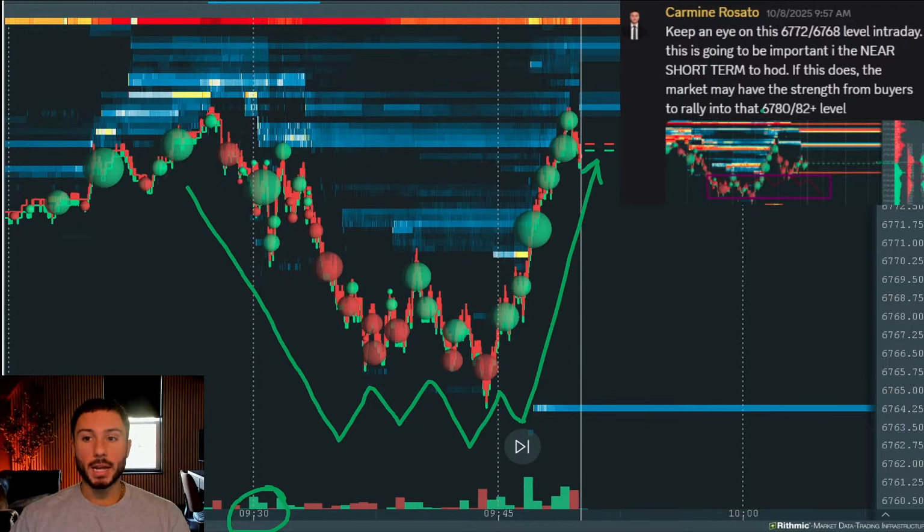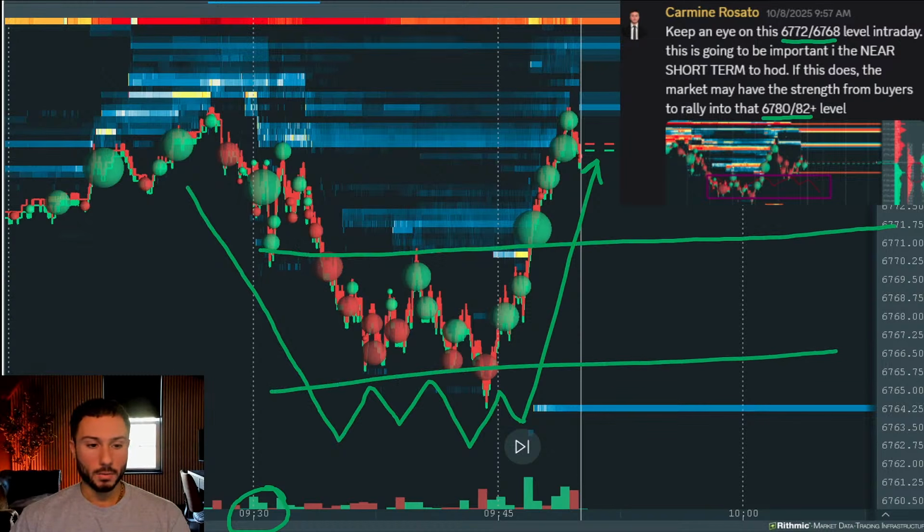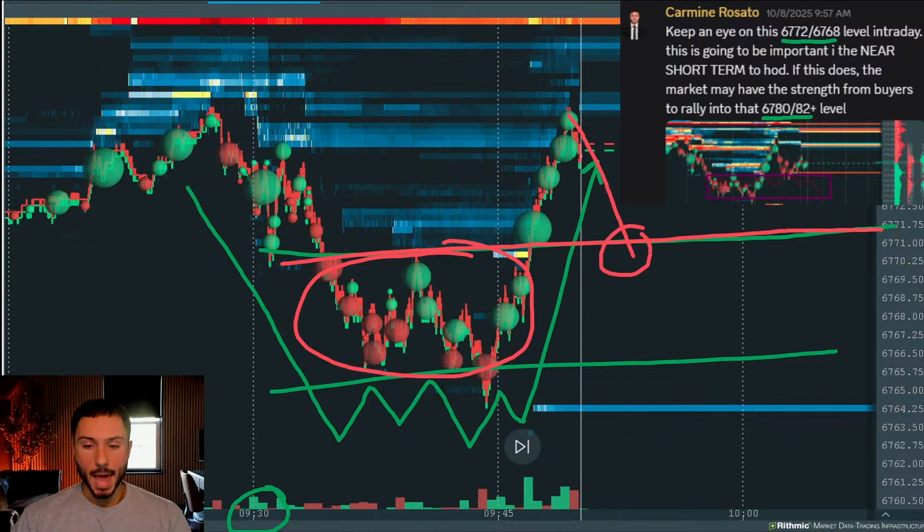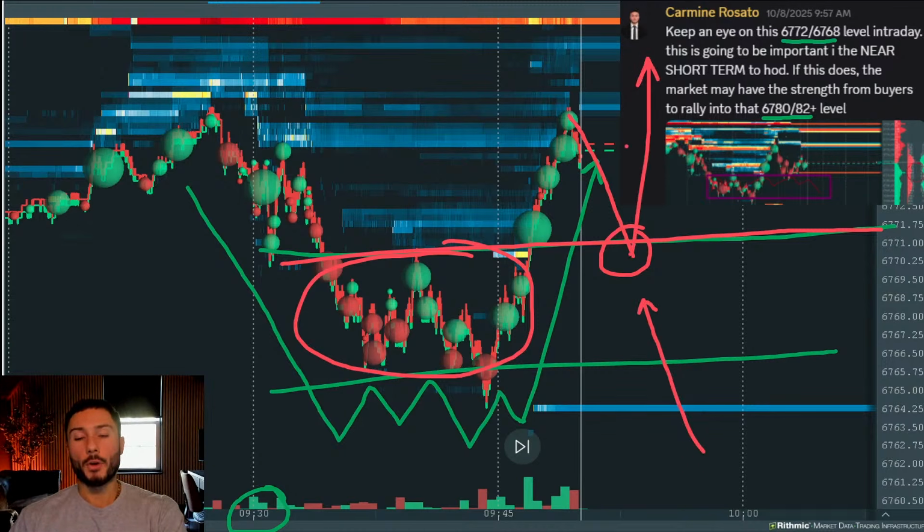So now what becomes significant for me here is keeping an eye on 67.72 to 67.68. This is an important level I want to watch in the short term to hold. If it does, the market may have the strength from buyers to rally into 67.80 to 67.82. You'll see where that level comes from. Ideally, this level just came from right here, market structure demand from this consolidation range. We extend this to the right. Now the thesis here is just looking for a pullback into this, and any signs of buyers, looking to capitalize on these buyers to bring the market up from that.